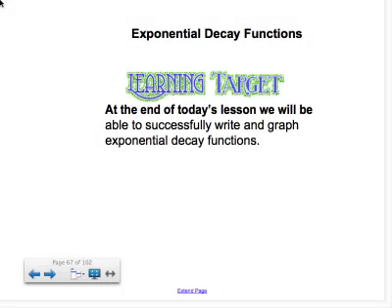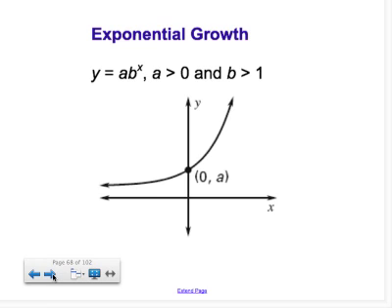As we wrap up Chapter 8 here with Section 8.6, exponential decay functions, we're going to build off of the previous video on exponential growth functions. This section should be pretty straightforward because it's very closely related to what we did yesterday.